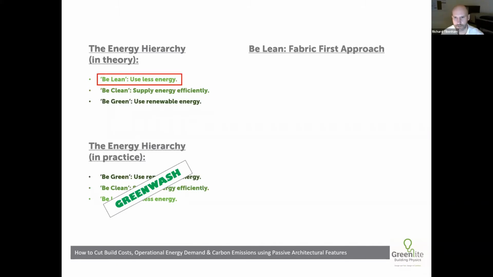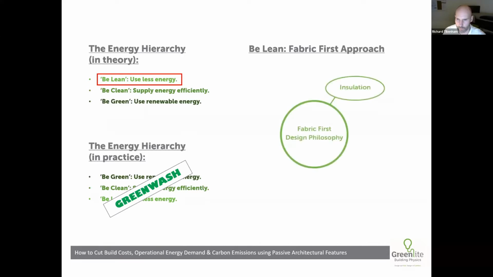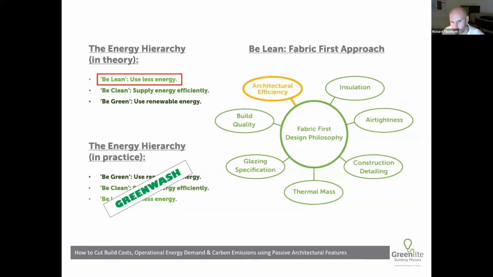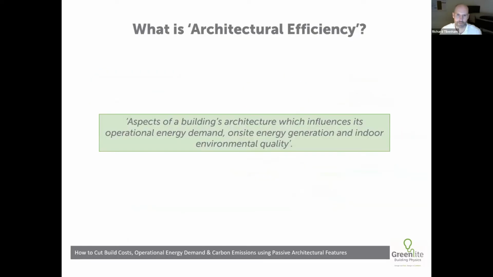So looking closer at the fabric first approach, which is covered by the use less energy part of the hierarchy, I think most of you are probably fairly familiar with things like insulation, air tightness, construction detailing, thermal mass, glazing specification, and build quality. But I would say, from my observations of what I see in practice, the big area which I think could lend itself to a large improvement is what I refer to as architectural efficiency. So what do I mean by that exactly?